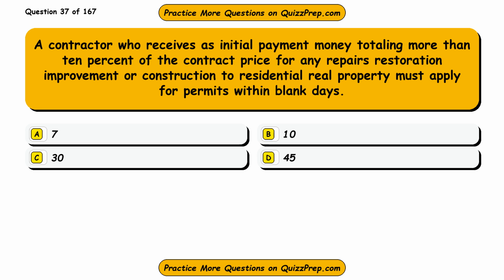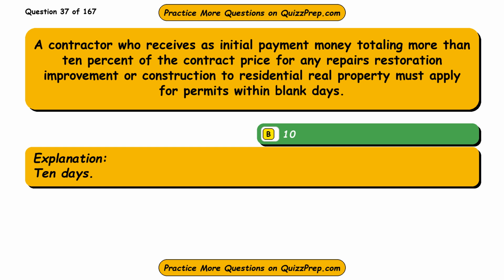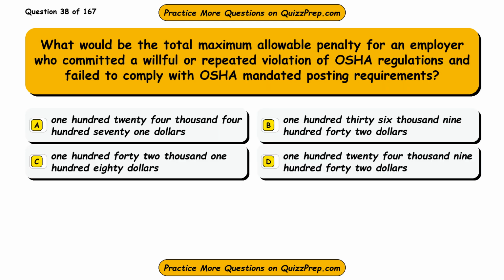Option A, 7. Option B, 10. Option C, 30. Option D, 45. The correct answer is option B, 10. 10 days.